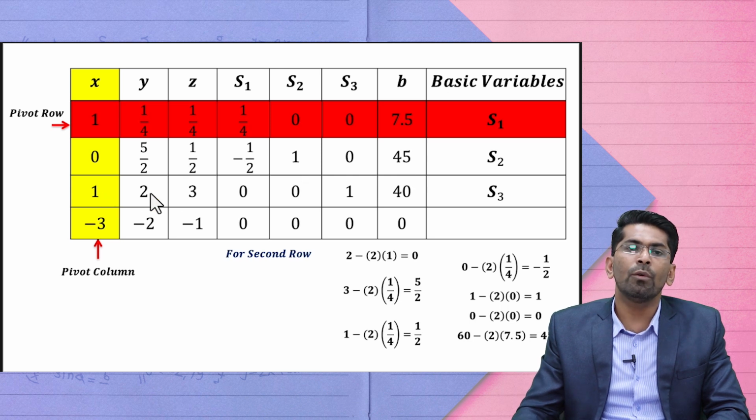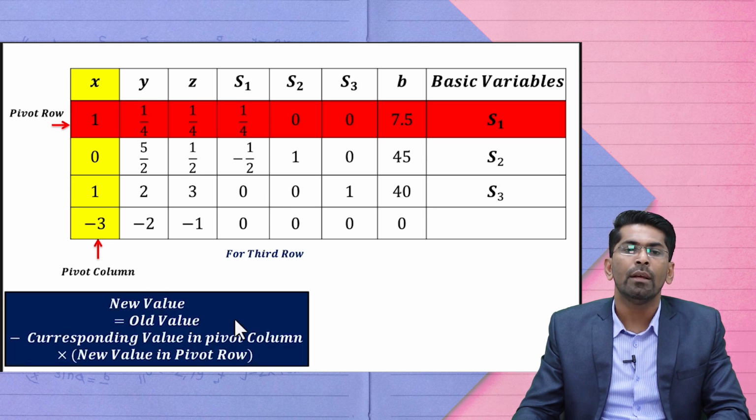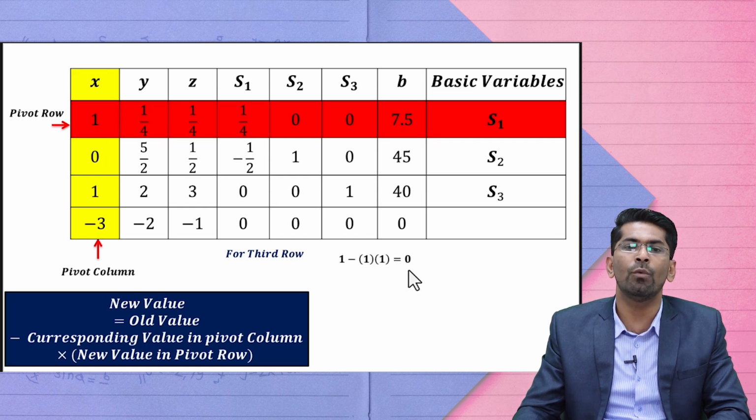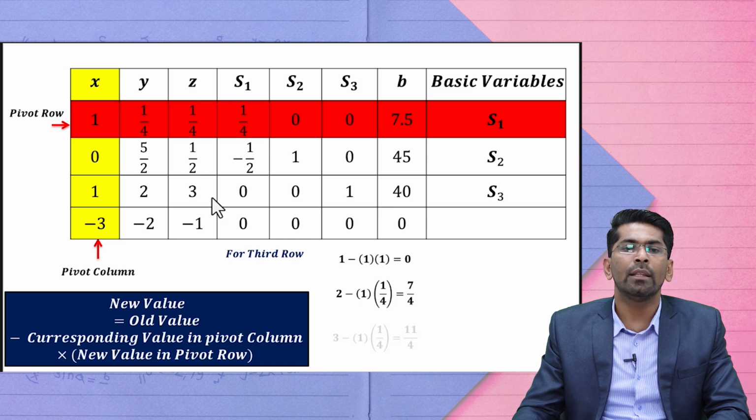Now for the third row we are going to find the new values. See here, again we are using the same formula. Accordingly, the old value, that is 1, minus the corresponding value in the pivot column, that is 1, into the new value of the pivot row, that is equal to 1. So it will become 1 minus 1 into 1, which is equal to 0. Similarly 2 minus 1 into 1 by 4, which is equal to 7 by 4. And the third one, that is 3 minus 1 into 1 by 4, which is equal to 11 by 4.